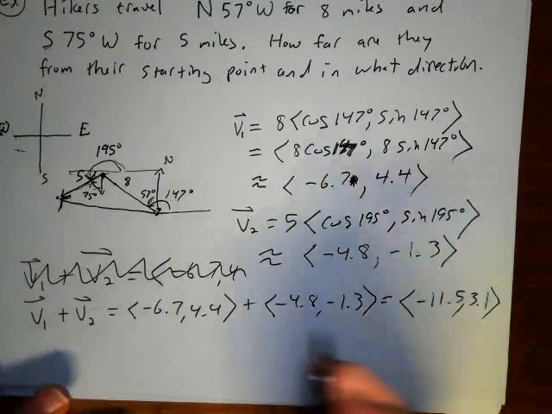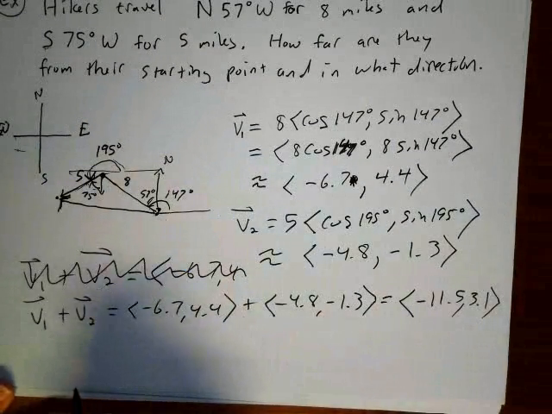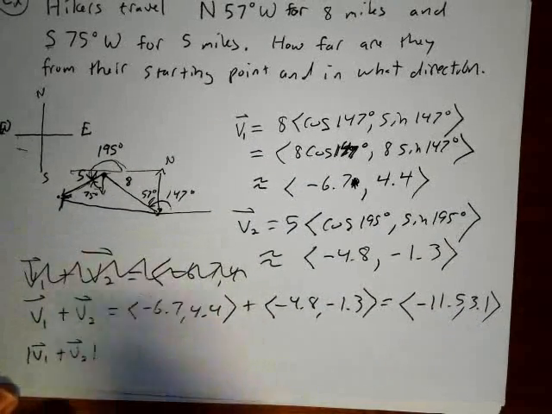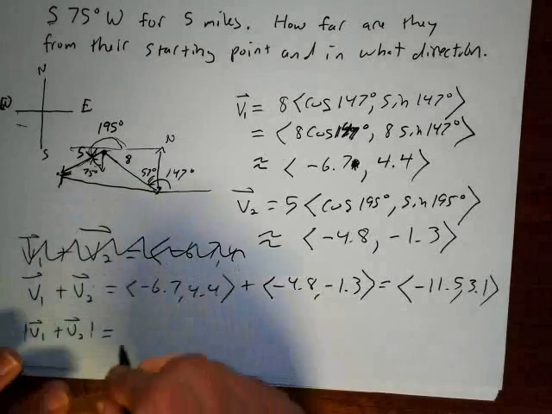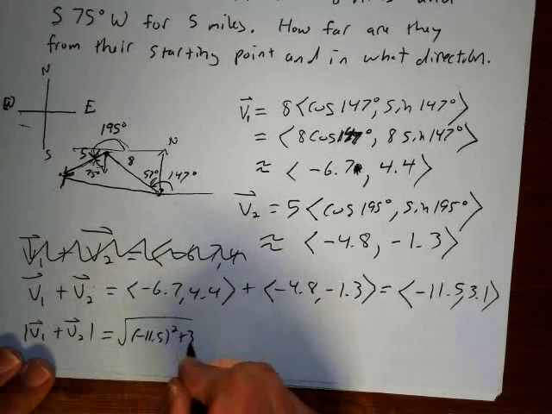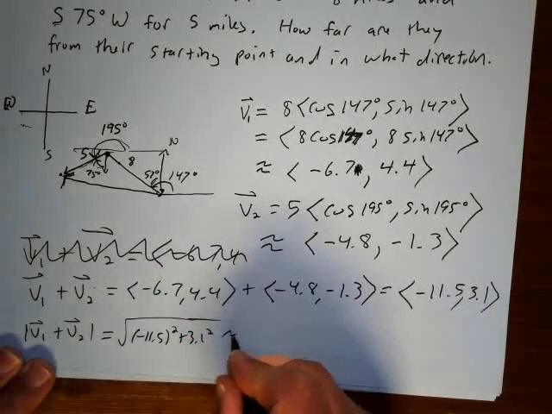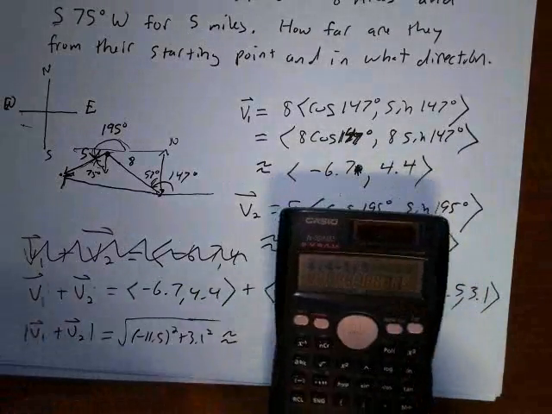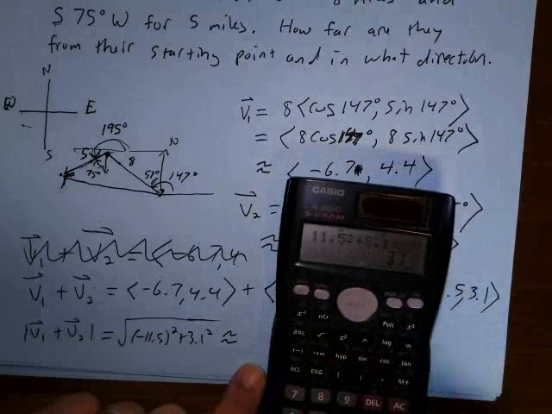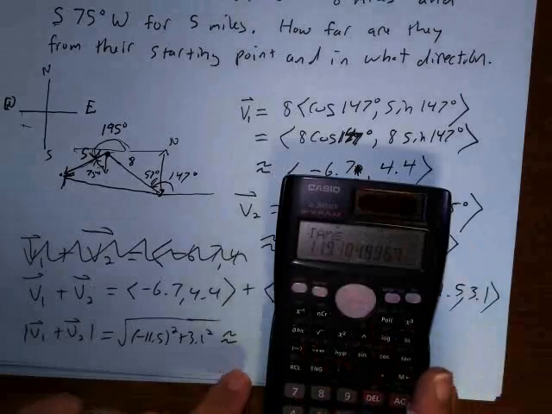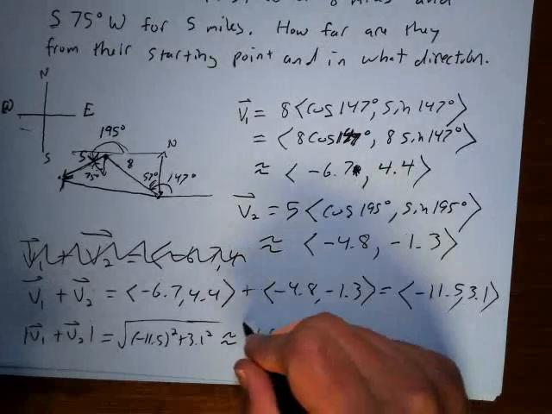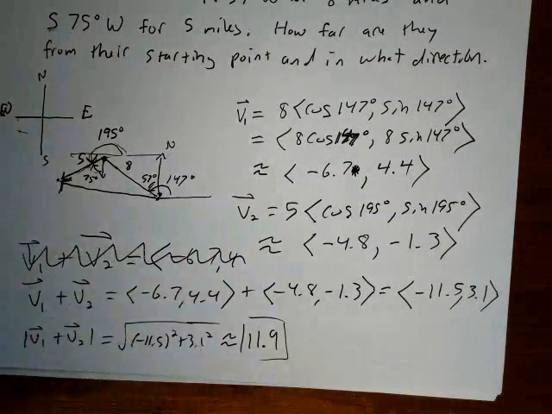So that's my resultant vector. That's this vector here. So I can find the magnitude of that. Maybe I could write it like this if I wanted to. So this would just be negative 11.5 squared plus 3.1 squared. And then I could get this in decimal form. So 11.5 squared plus 3.1 squared, and then I'm going to take the square root of that. And you see I get 11.9. So the distance here is 11.9.